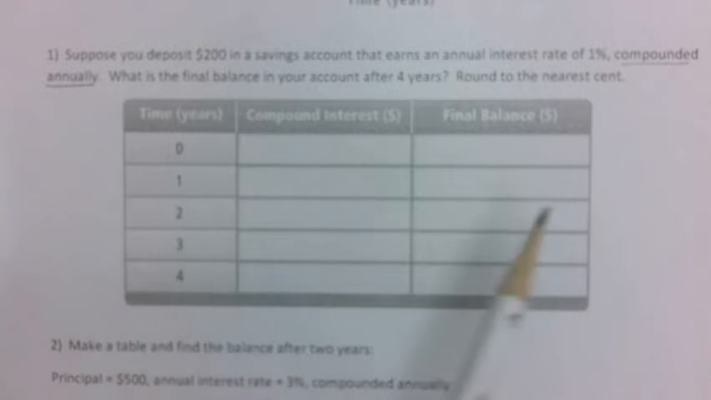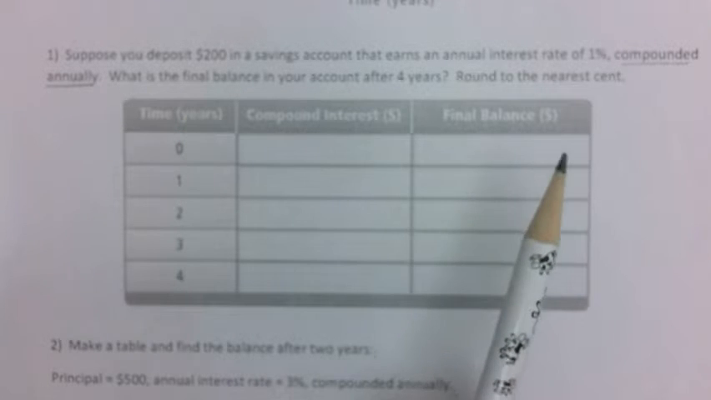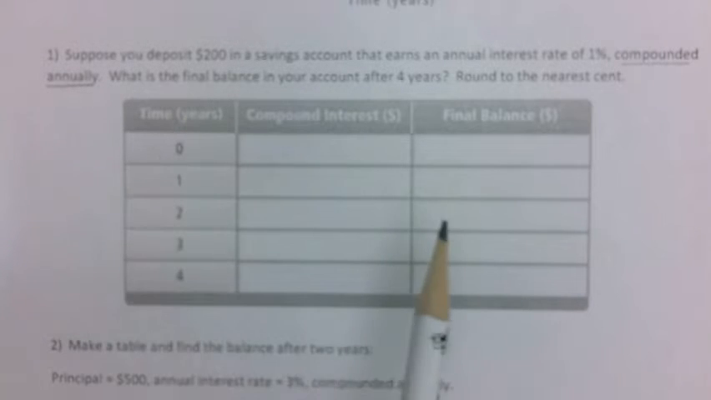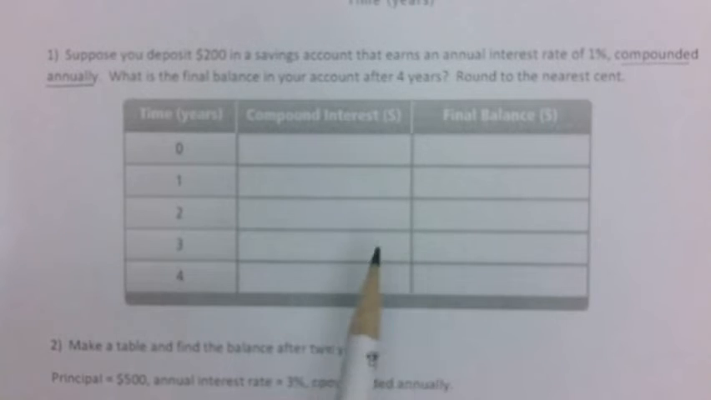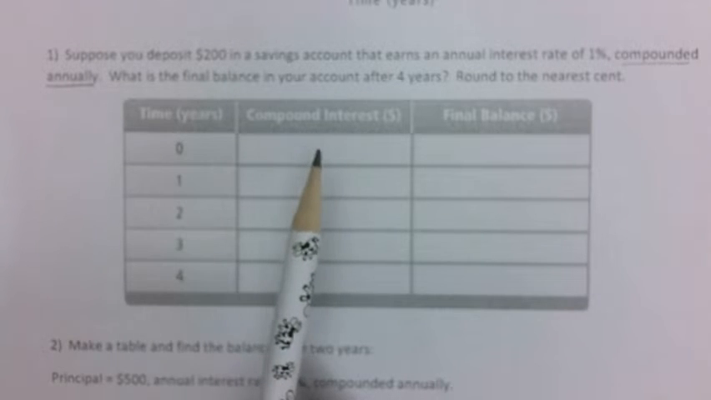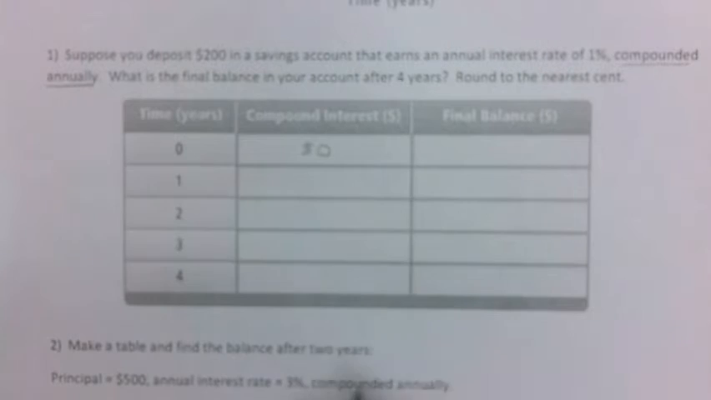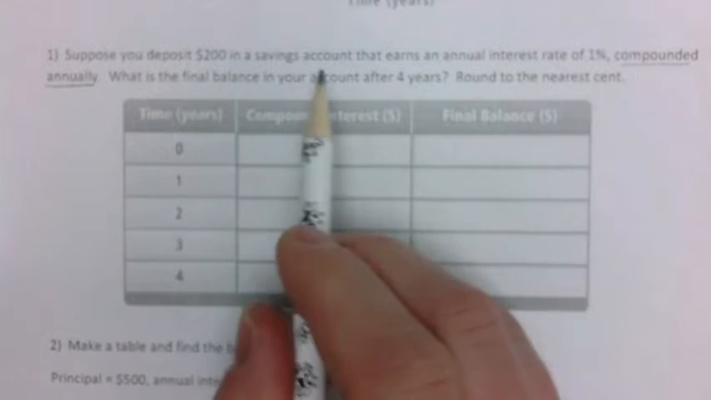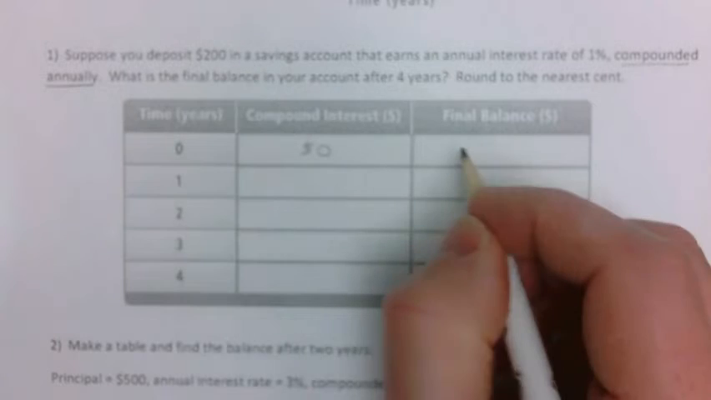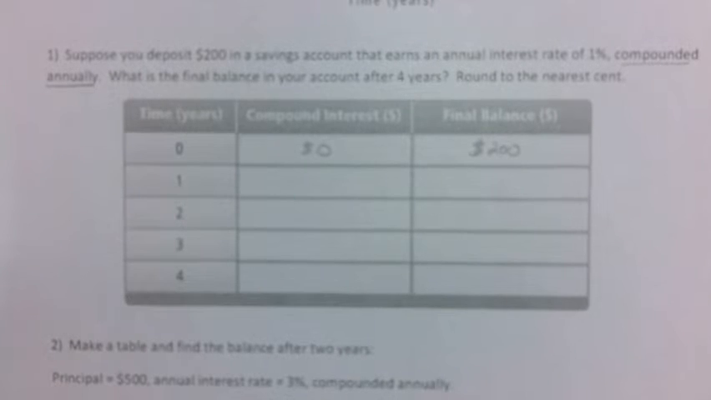Okay, so we have our table here, we have our time in years, we have our compound interest amount, and we have our final balance. We're going to fill in each of these until we can determine what that final balance is at the end of year 4. Okay, year 0, this is the very beginning when you open up your account. Since it's at the beginning, you haven't earned any compound interest yet, so that's going to be $0. And your balance is what you have started with, which is $200. So very simple at the beginning, it's just what you've deposited, $200.